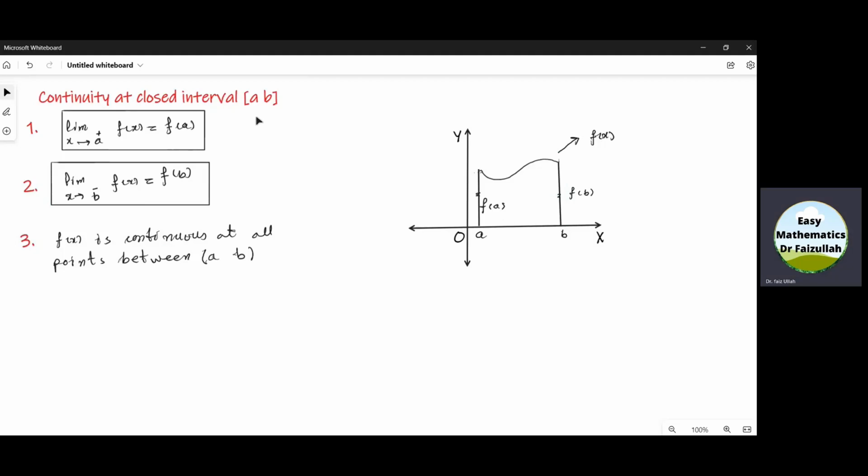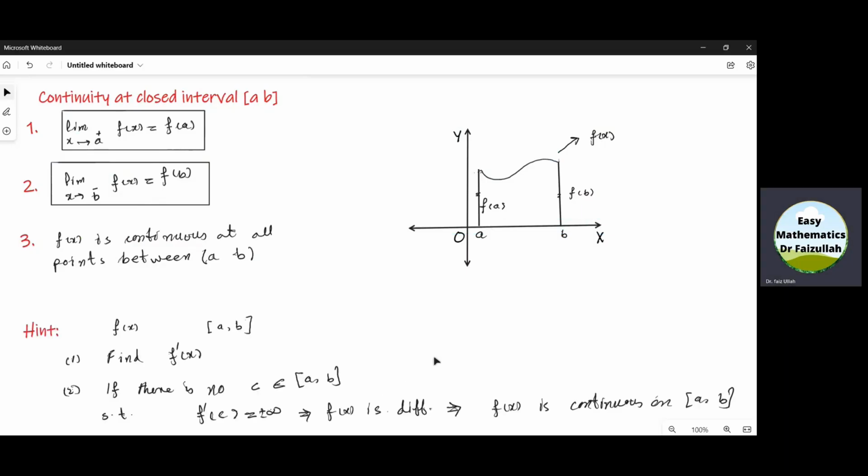To check the continuity of a function on the closed interval a comma b, we must satisfy these three conditions. The first condition says that the function must be continuous at the leftmost endpoint. The second one says that the function must be continuous at the rightmost endpoint. And the third one says that the function must be continuous at each point in the open interval a and b.